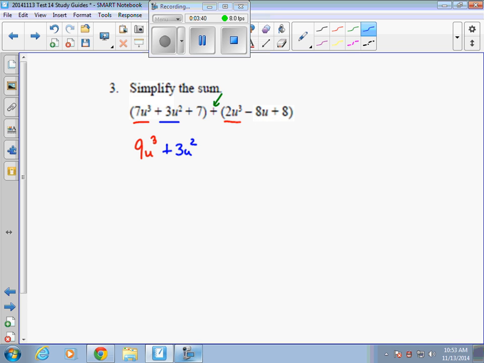There's only one u to the first power, negative 8u. So you simply write negative 8u. Notice we didn't change either one of those because you didn't add or subtract anything with those. And then you simply add 7 plus 8 is positive 15. 9u to the third plus 3u squared minus 8u plus 15.